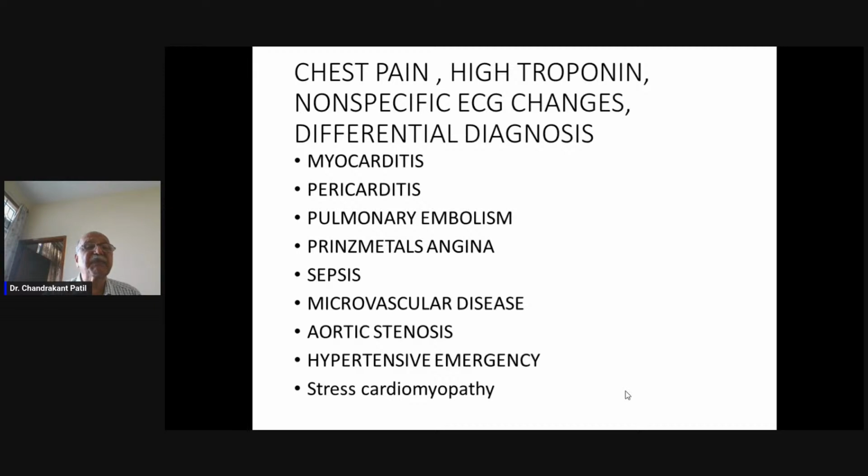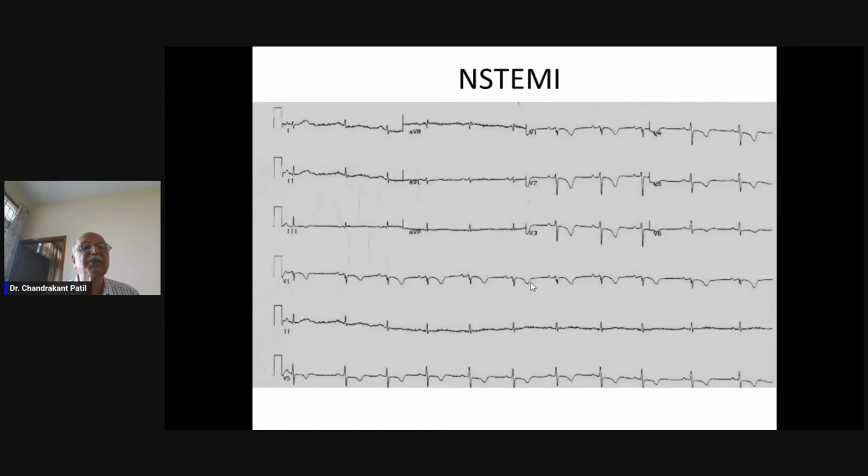So these are some of the differential diagnoses to be considered when there is no clear-cut etiology: myocarditis, pericarditis, pulmonary embolism, variant angina, sepsis, microvascular disease, aortic stenosis, hypertensive emergency, stress cardiomyopathy, what's called Takotsubo cardiomyopathy. And this is another case wherein there can be diffuse changes. See here, V1 to almost V6 T inversions can be there in some of the patients.